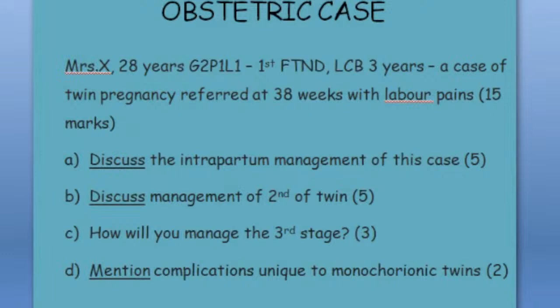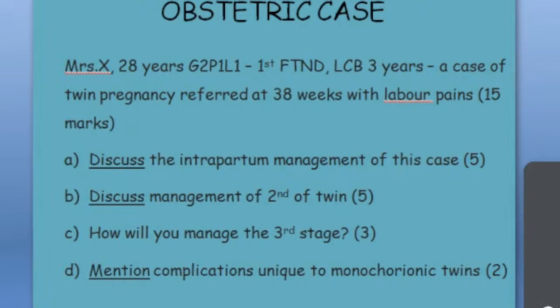Now, similarly, to give you an example of an obstetric problem, I just thought I will take two sample scenarios from each of these. So, the obstetric case: Mrs. X, 28 years old. The principles are the same as you have seen in the gynae case. 28-year-old, second gravida, para 1, living 1. The first one was a full-term normal delivery. Her last childbirth was 3 years ago. And it's already given that it's a case of twin pregnancy, referred at 38 weeks with labor pains. So she's a high risk patient with a twin pregnancy, and she carries 15 marks.